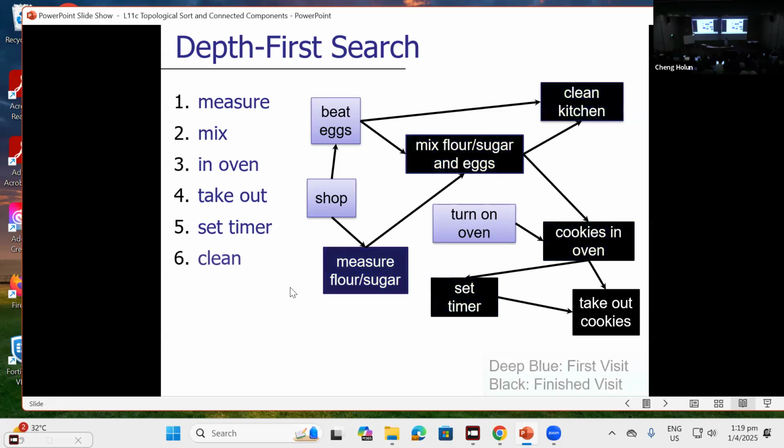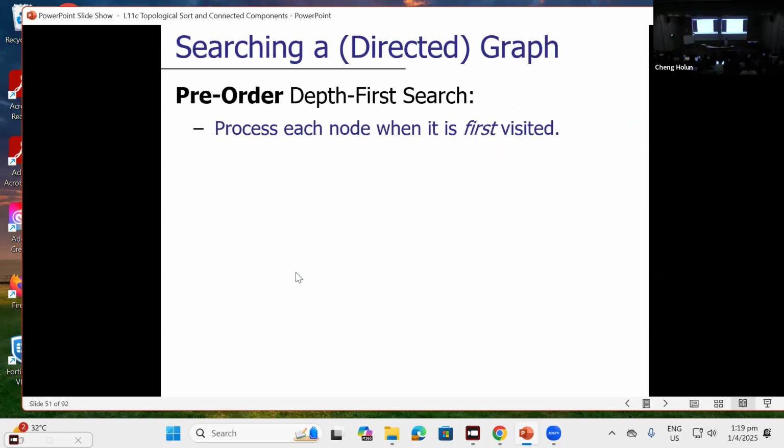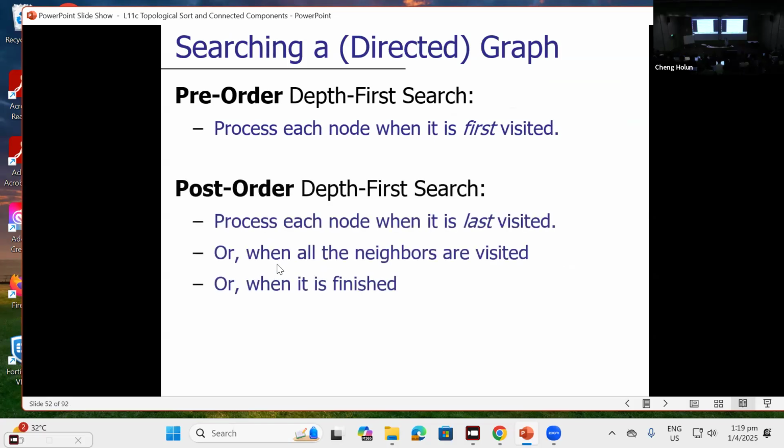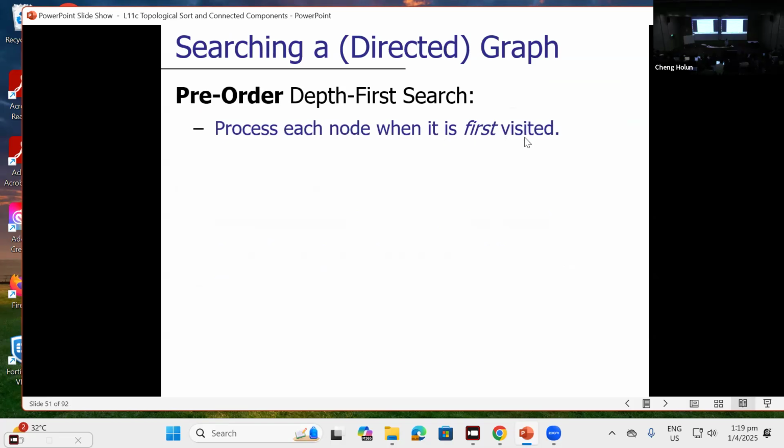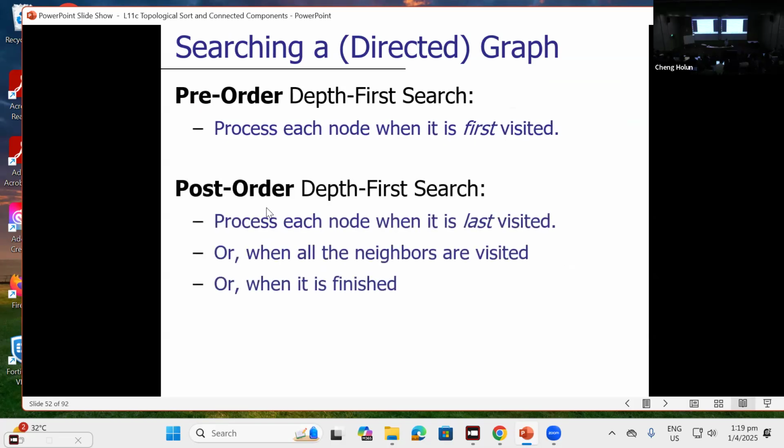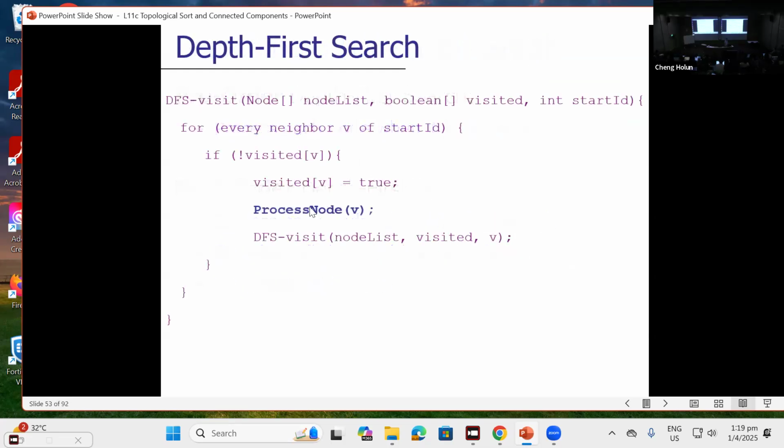So let's do a post-order depth search. What is a pre-order depth search? That means I process each vertex when it's first visited. It's called pre-order. But post-order means I process it when it's last visited. Sorry, this is all wording, but let's see the diagram to see how it works. With depth search, usually you visit it, you process the node, then visit your neighbor. This is called pre-order. Post-order means I visit every neighbor, then I output my node.